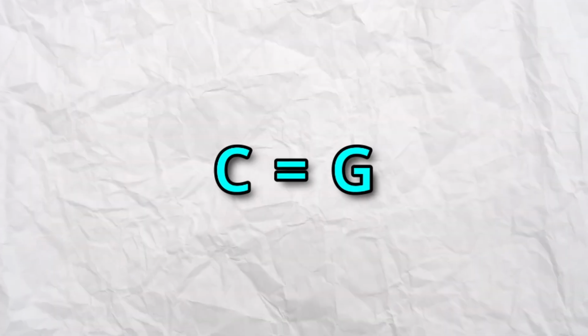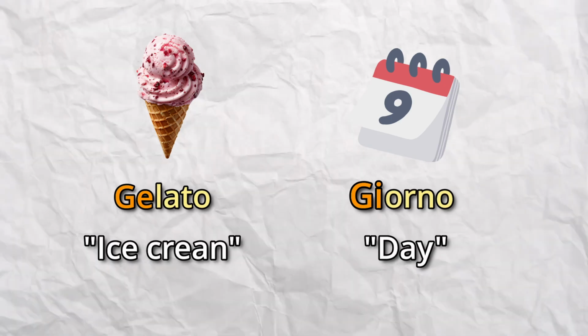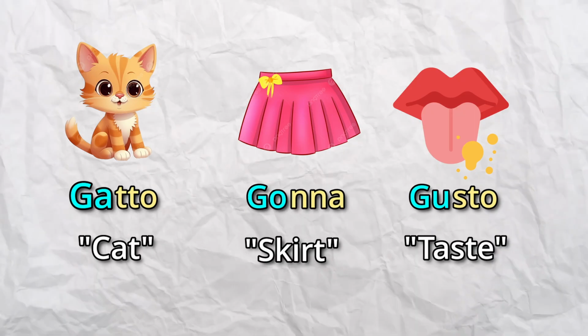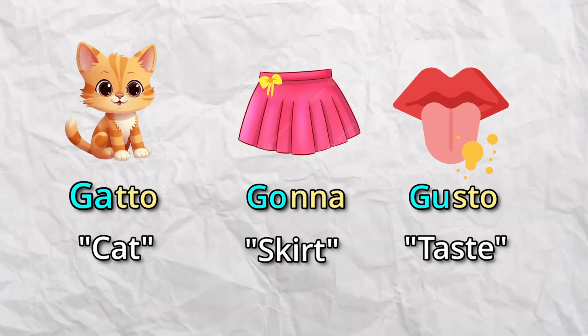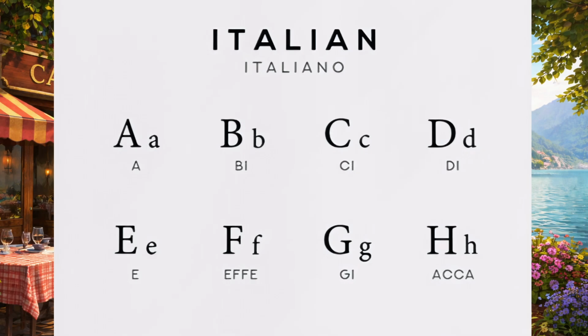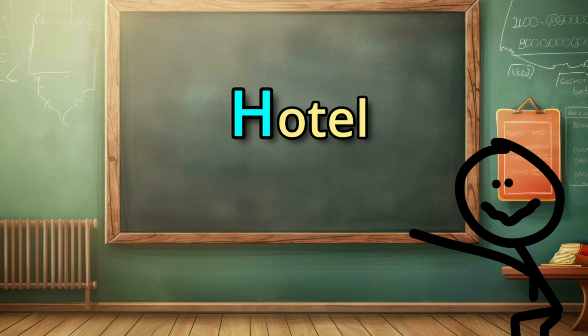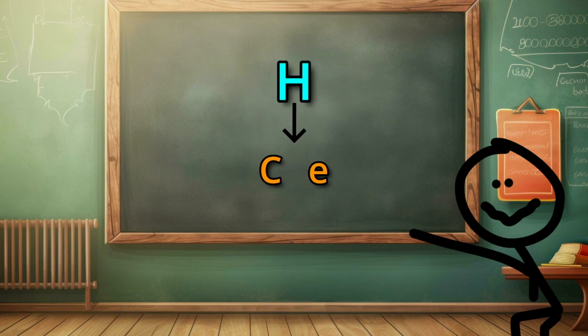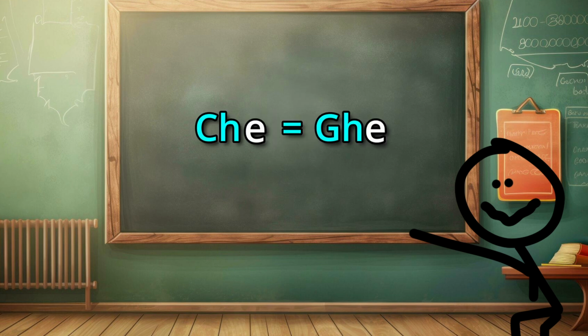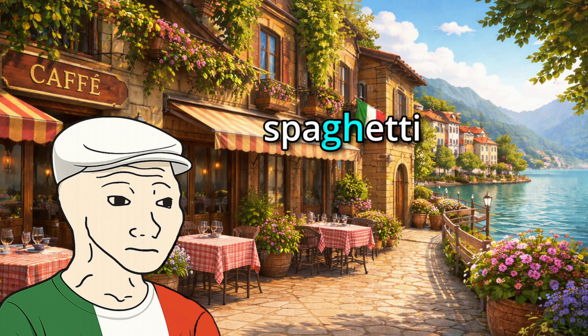Now all we just said about C applies to G, so these two soft ones would be pronounced gelato and giorno, and these three would be pronounced gatto, gonna, and gusto. Now the big question is, is there a way to get around it? Of course there is. We just need the help of this little letter called H, which by itself is mute, doesn't make any sound at all. But if we put it in between the C and the E, that makes ke. And with the G it's the same exact rule. That's how we would write spaghetti. And don't forget the H. It's very important. If you ever say or read spaghetti wrong, an Italian will get really offended.